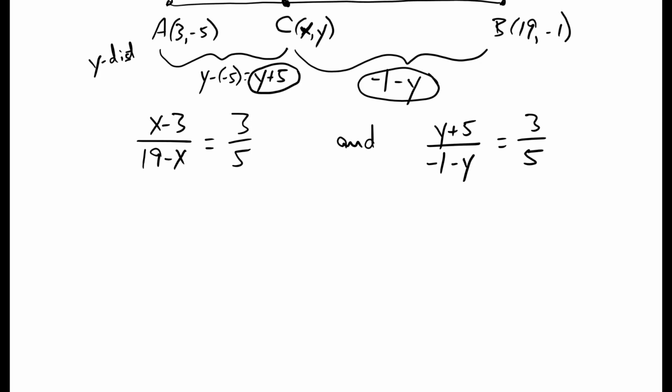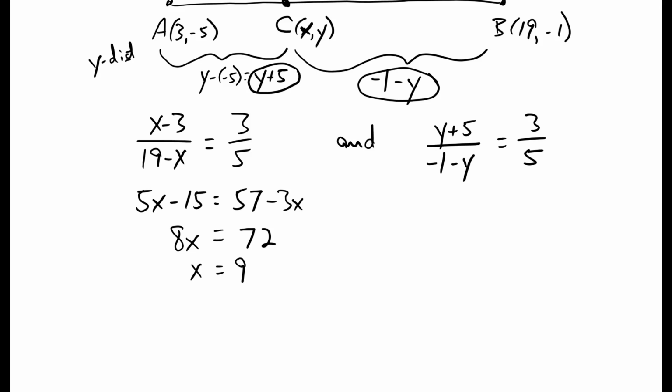So let's cross multiply. That's going to give me 5x minus 15, and 3 times 19 is 57 minus 3x. And let's see, add 3x to both sides, give me 8x. Add 15 to both sides gives me 72. Well, that makes that easy. So x then is going to be 9. There's my x coordinate for my point C.